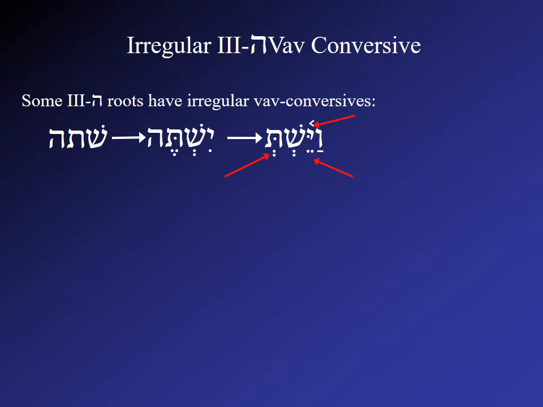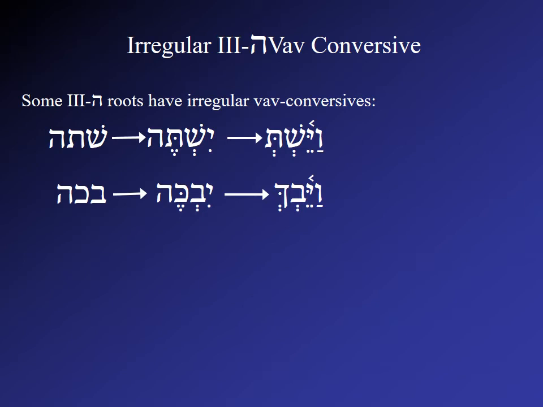It happens because it loses its third hey and the accent retracts, which changes the vowel pattern under the other letters. So shata, yishteh, vayesht. We can see the same thing with the root that is in our current sentence, baka, yivkeh, vayevk. Here again, retracted accent, shvas under both root radicals, and the tzere under the prefix.